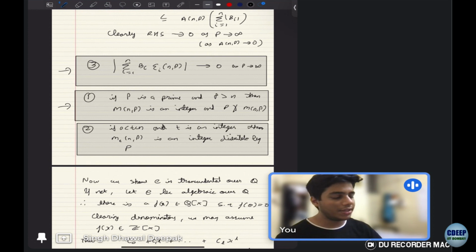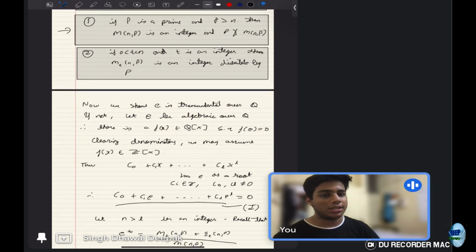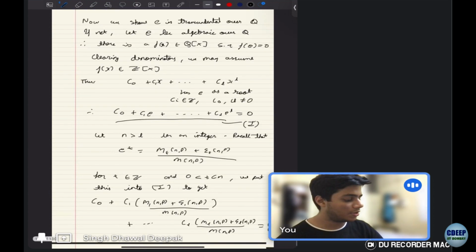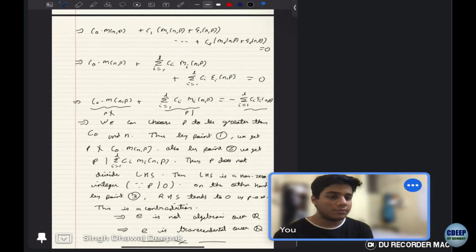And then we just use the basic definition of what it means to be algebraic over a field or transcendental over a field. And then it just follows straight away that the contradiction is that a non-zero number is equal to something which is very small, almost zero.